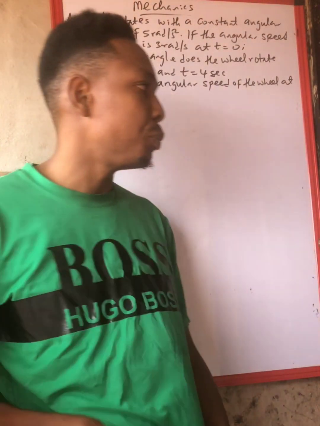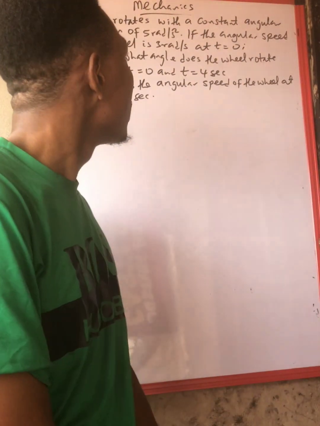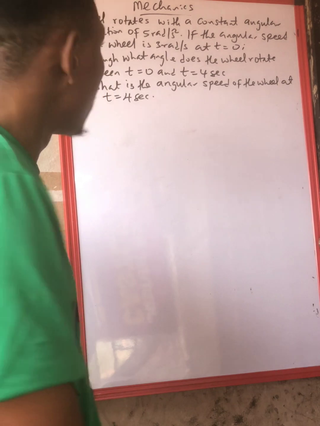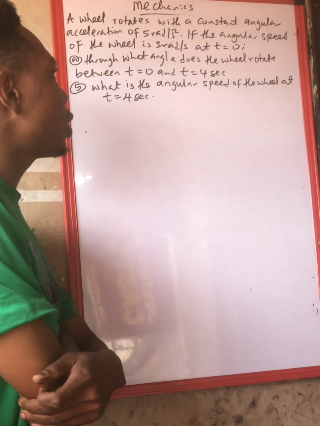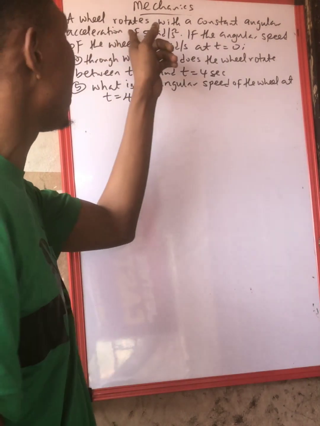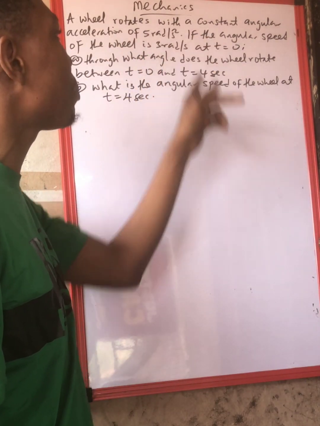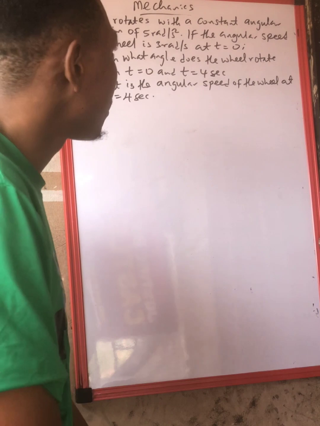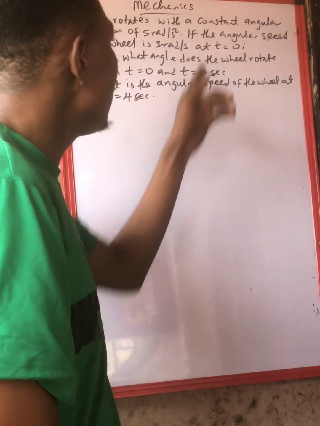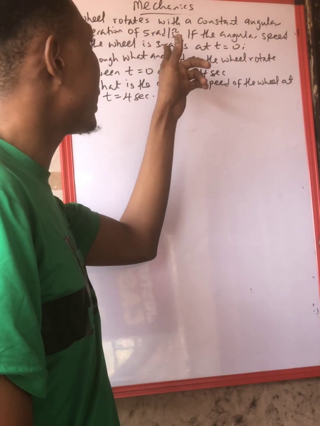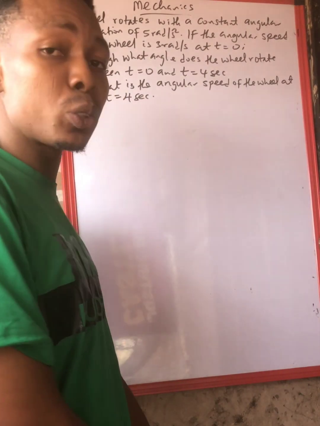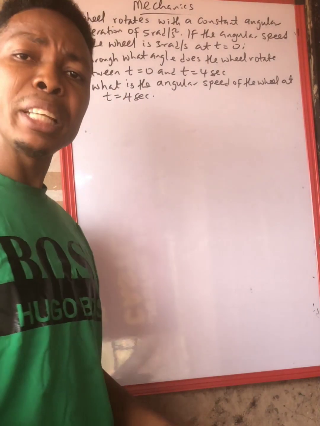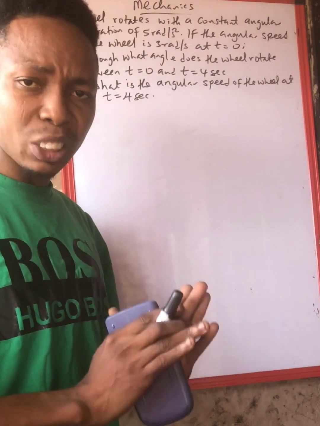All right, welcome back. Now we have a question, and we are told that a wheel rotates with a constant angular acceleration of 5 rad per second squared. And we're told that the angular speed of the wheel is 3 rad per second at t equals 0. T equals 0 is simply when it was at rest.